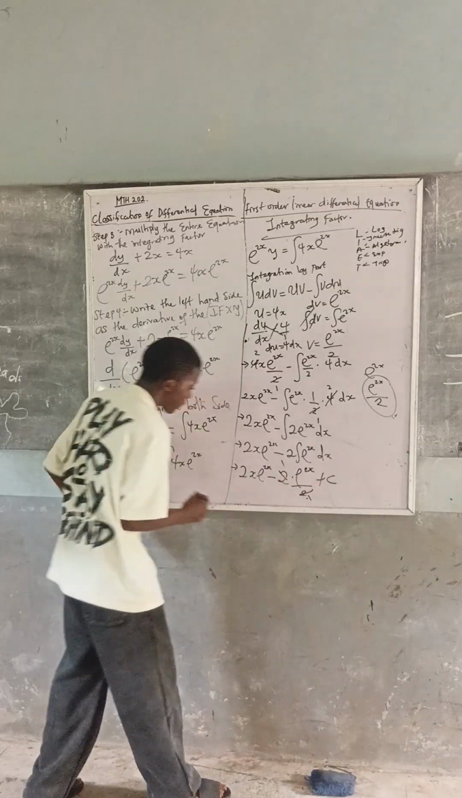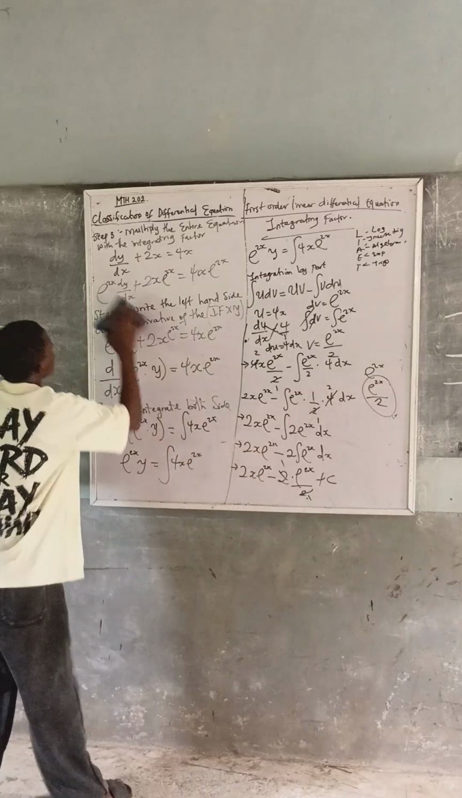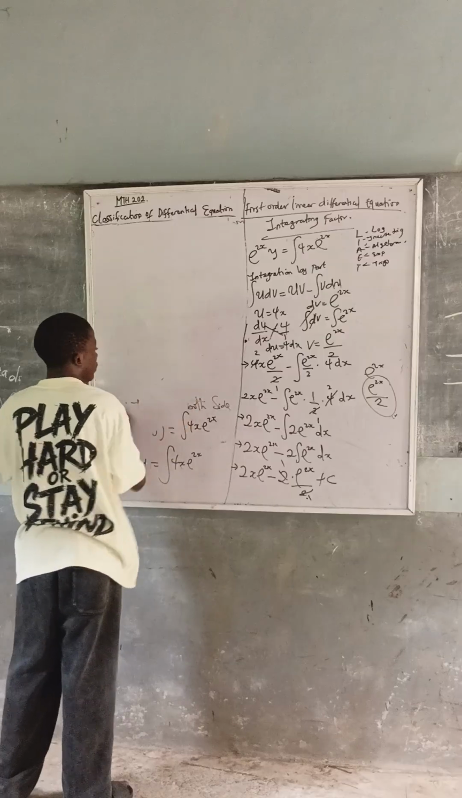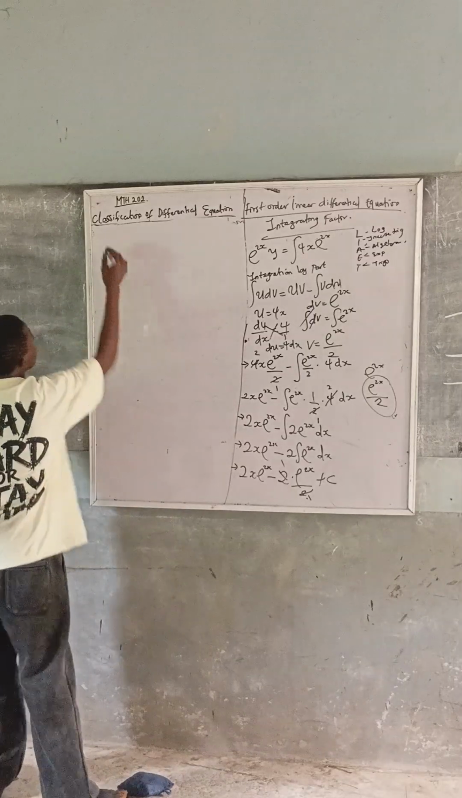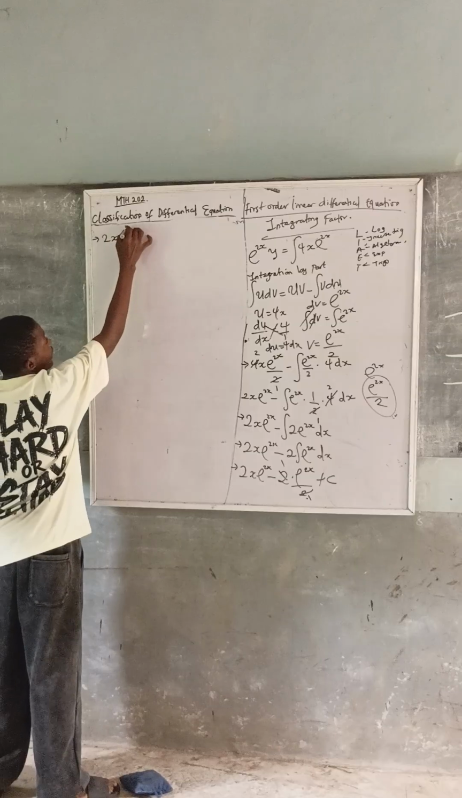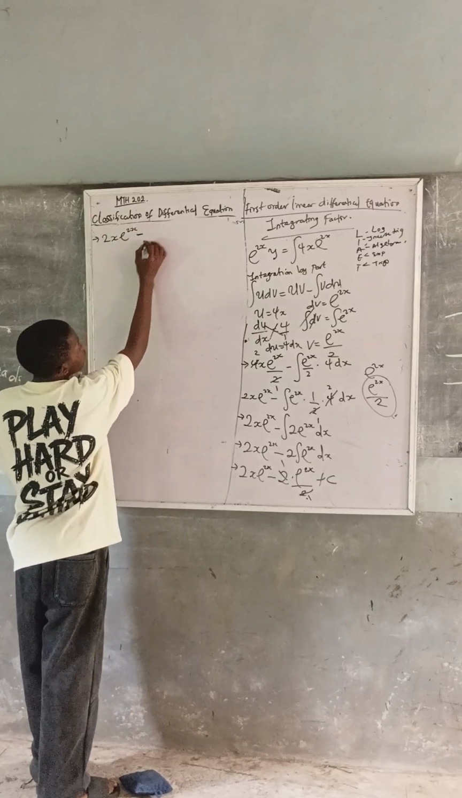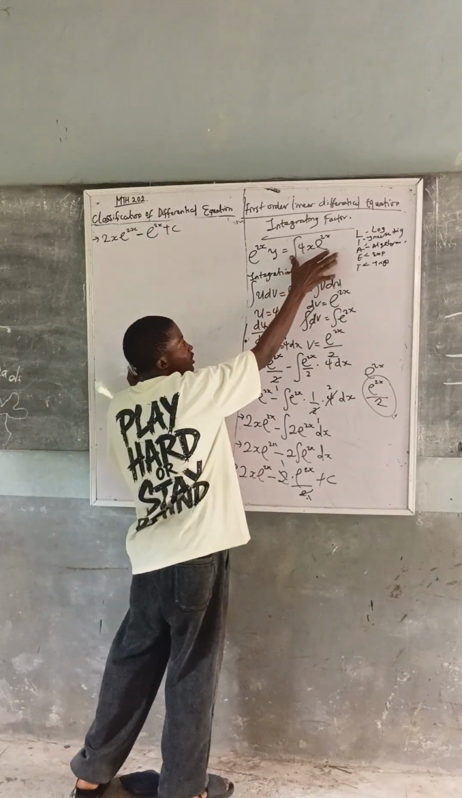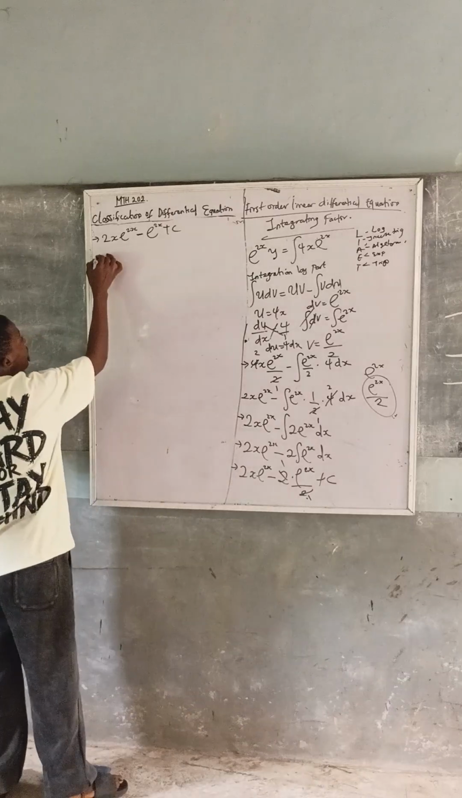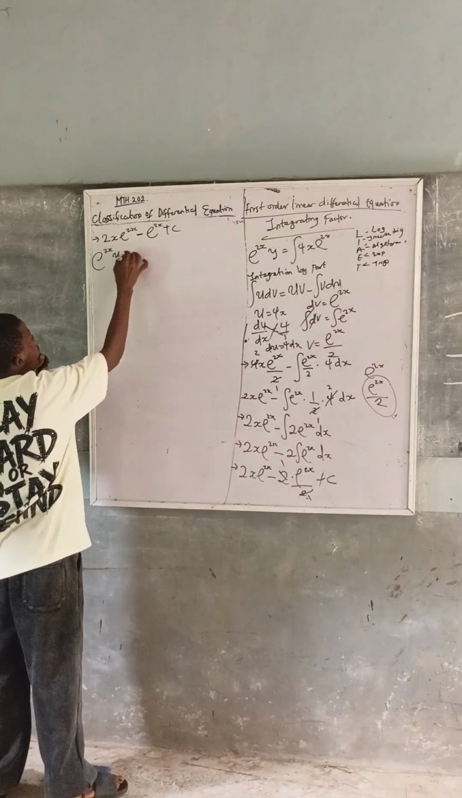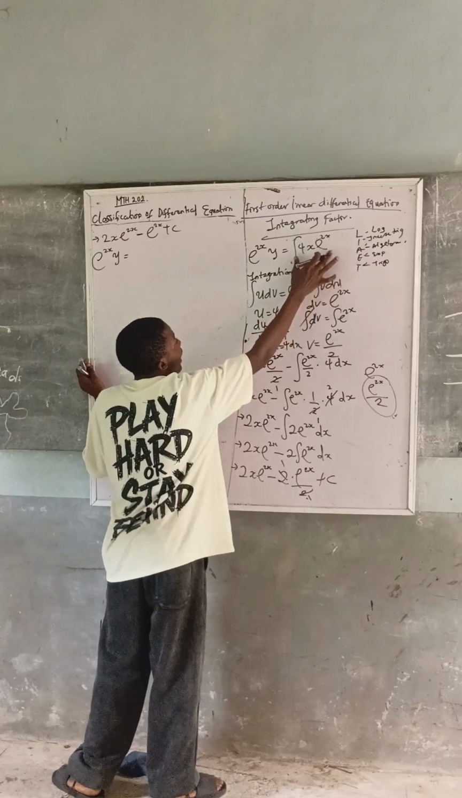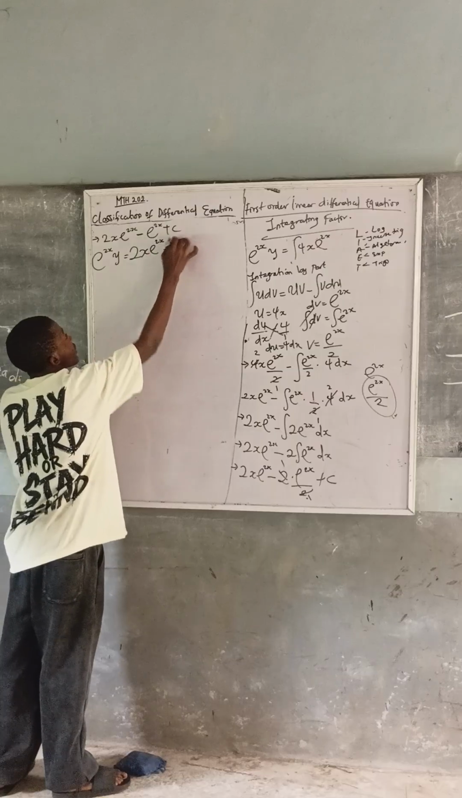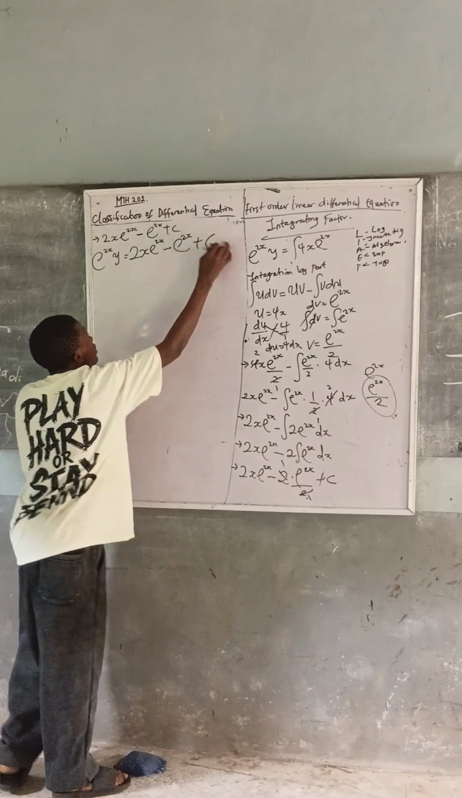Now 2 here 1, 2 here 1. So we are having 2x exponential 2x minus exponential 2x plus c. Now don't forget that this is what we solved for just now, so we are putting it back. So we have exponential 2x times y equals, when we solve for this, 2x exponential 2x minus exponential 2x plus c.